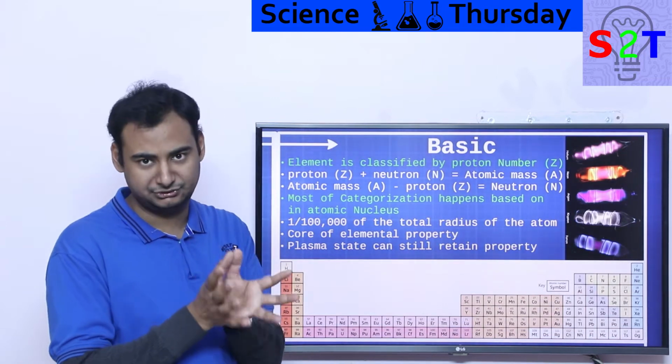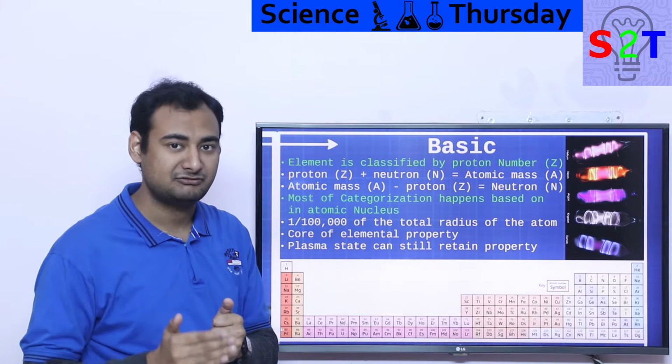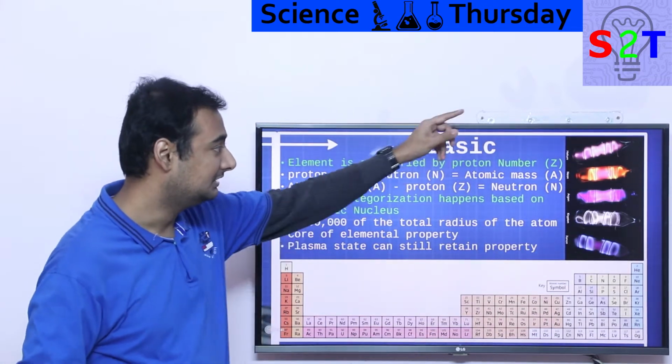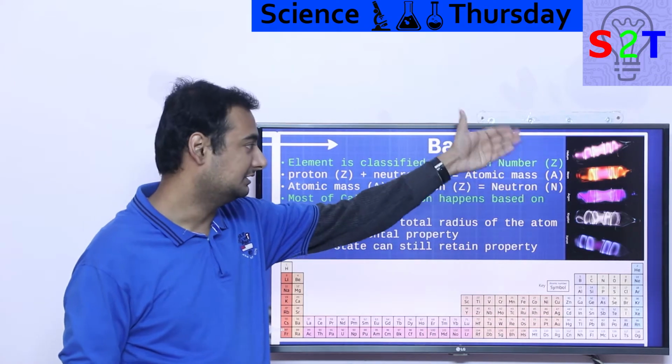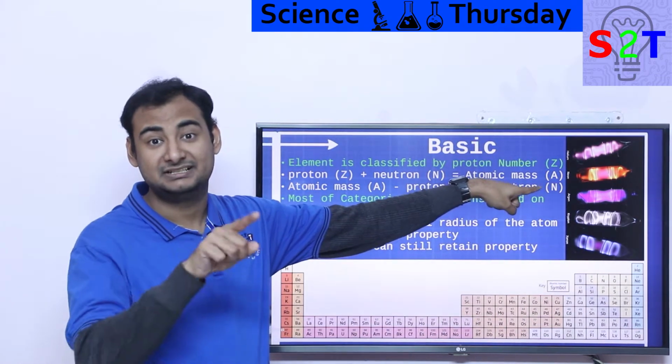Even if you take a nucleus and strip its electrons, basically you force it into what we call the fourth state of matter, aka plasma, it will still retain its properties. For example, what will happen if you plasmify helium? You'll get a different kind of color glow. What happens if you do that with neon? You will get neon signs.